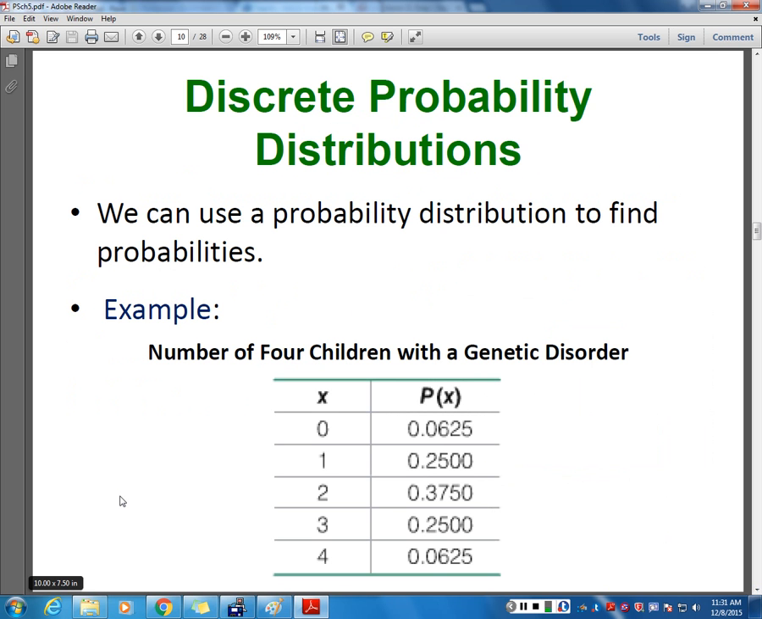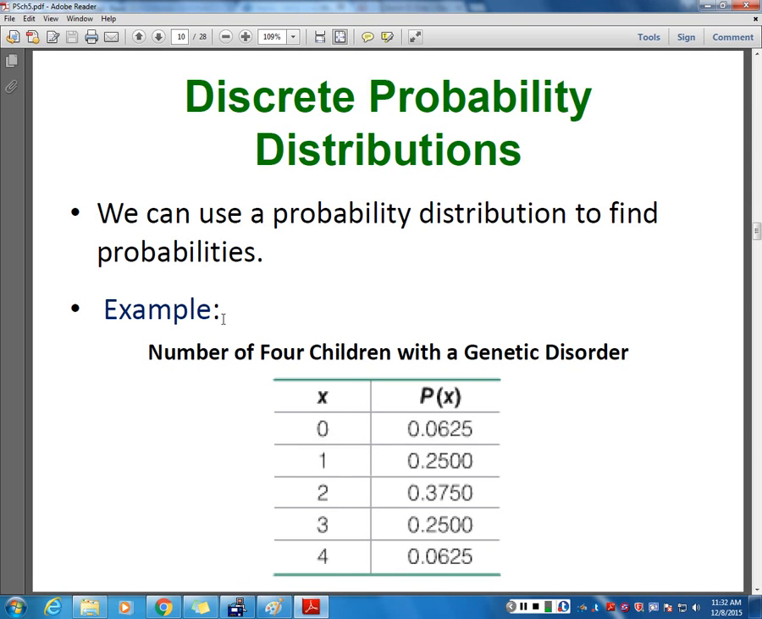We can use probability distributions to find a myriad of probabilities. For example, here's the example again with the number of 4 children with a genetic disorder. If I were to find the probability that out of those 4 children, exactly 2 of them have this genetic disorder, I would go to x, go to 2, and find that my probability is 0.3750. If I wanted the probability of all 4 out of 4 children having this disorder, then I would go to x equals 4 and get 0.0625 for the probability.